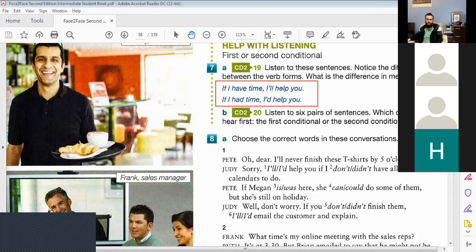First one, second conditional. Correct. Yes, second conditional. That's right.